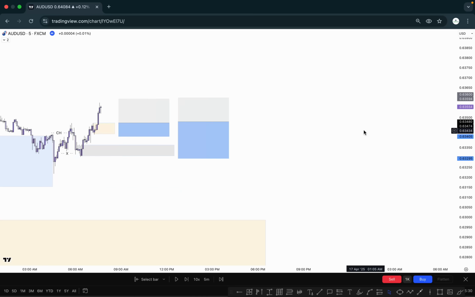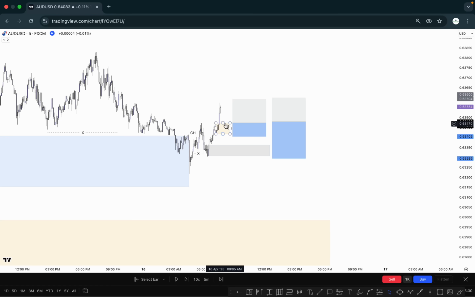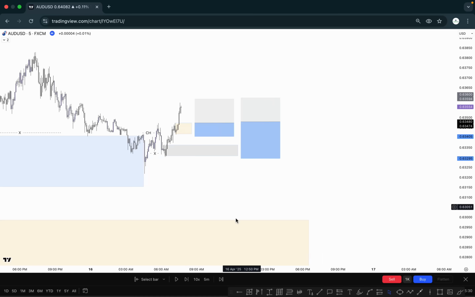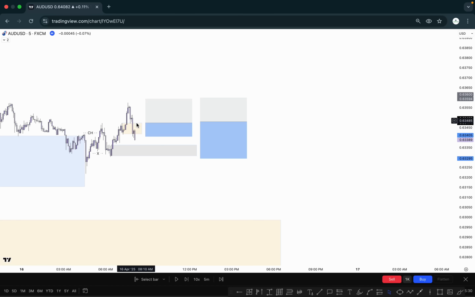Look at this one, right? So this is our entry here, and this is our target here. Sorry, stop loss here. Price here gives a small reaction and failed. So if you are buying at this point, then there are very high chances that the market hits your stop loss.